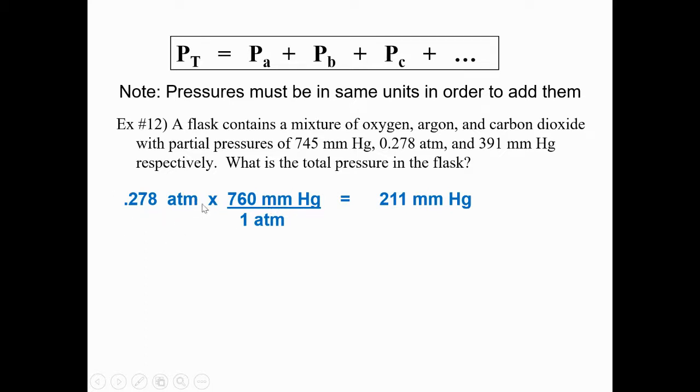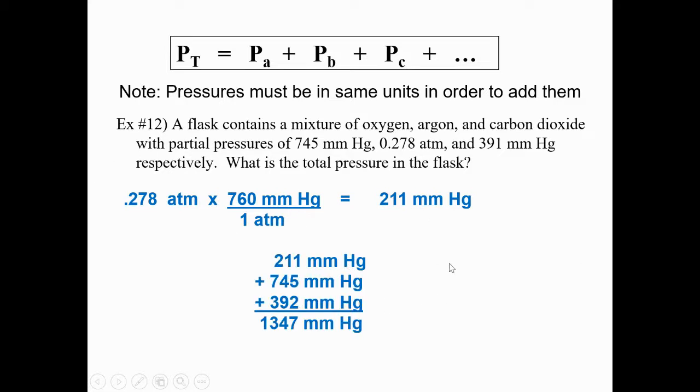So I'm going to start by writing down my starting value, atmospheres, put that unit on the bottom, put what I'm trying to find, millimeters of mercury, on top. The relationship is 760 millimeters of mercury per 1 atmosphere. So 0.278 times 760 gives me 211 millimeters of mercury. So as you go to do the homework problems, if the pressures are not in the same units, you must convert. Show me your conversion factor like I did here.